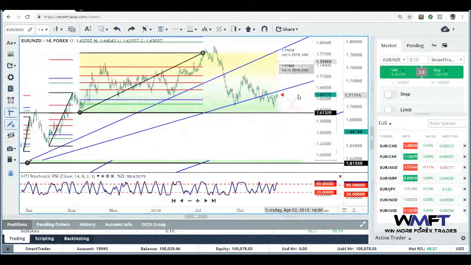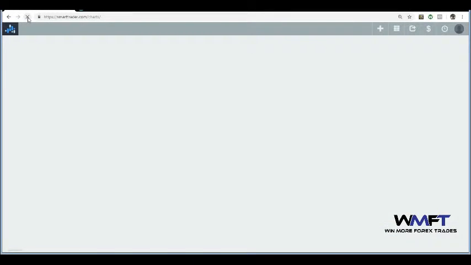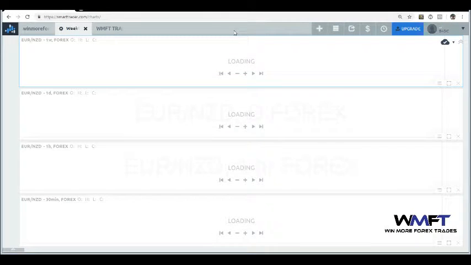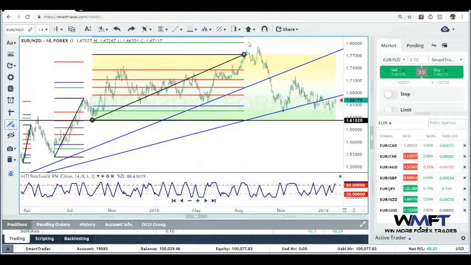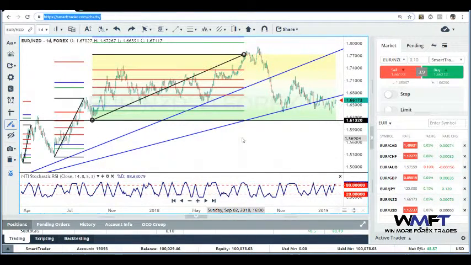I've got to reload the charts because this is not correct. Sorry about that, guys. Let's reload the charts. Hold on, guys, I'll be right back. Having technical difficulties right now. Alright, guys, I'm back. My bad. We're just having some technical difficulties, but we're back. We've got everything under control now.